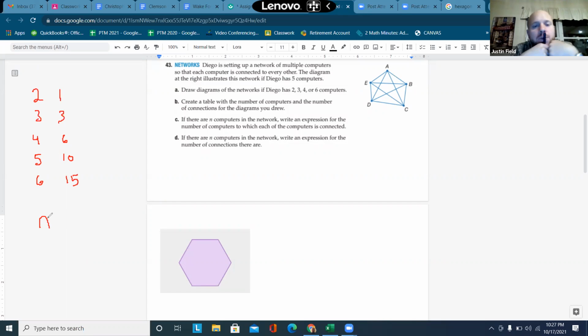If there are n computers in the network, write an expression for the number of connections there are. If there are n computers in the network, write an expression for the number of computers to which each of the computers is connected.